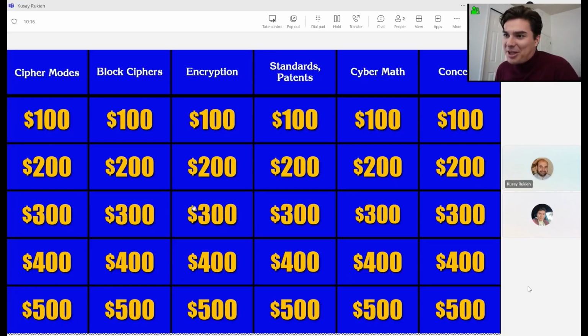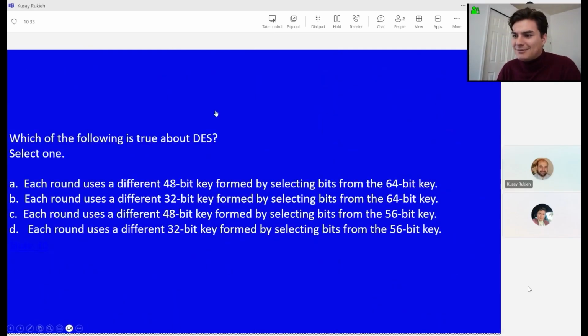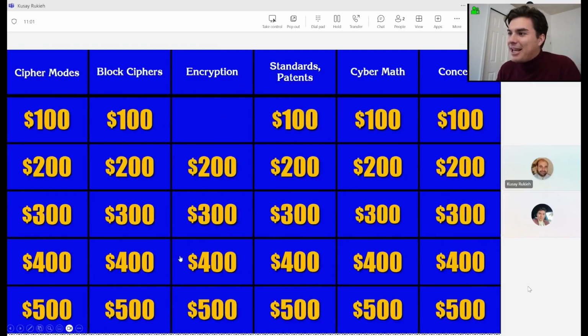We're going to go through this Jeopardy game here. Let's go for encryption for $100. Encryption for $100. What's the following true about this? The bit key is a 40-bit key formed by selecting the 56-bit key, so C. Each round uses a different 48-bit key formed by selecting bits from a 56-bit key. That's correct. You have 8 bits for parity. Correct. Standards and patents for $500.